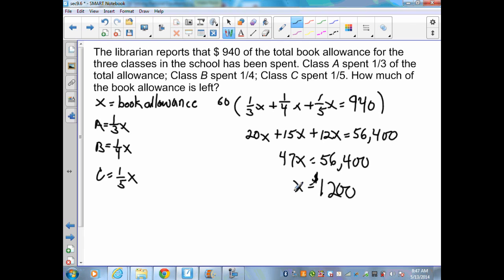But what they want to know is how much is left. So we have a total allowance of $1,200, and we spent $940. Therefore, we have a remaining balance of $260 to spend on books.